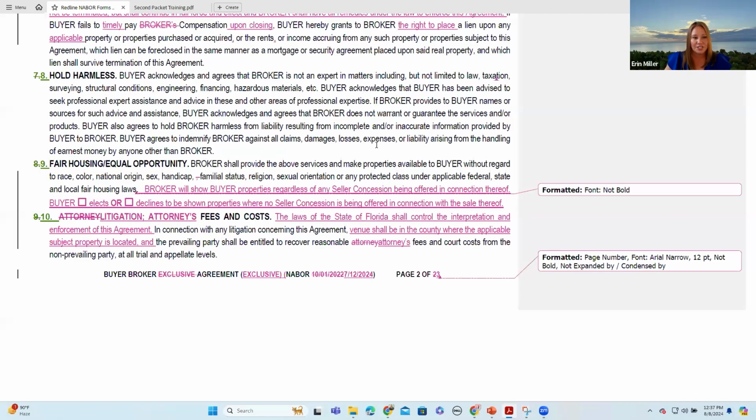Paragraph 10, we've got our litigation and attorney's fees, just some cleanup language confirming that the laws of the state of Florida will control the interpretation and enforcement of this agreement. Venue will be in the county where the property is located. And importantly, the prevailing party shall be entitled to recover attorney's fees and court costs from the non-prevailing party, meaning if the broker wins in a dispute with the buyer, they're entitled to recover reasonable attorney's fees as the prevailing party, and vice versa. If the buyer was the successful party in the event of litigation, they would be entitled to the prevailing party's attorney's fees. All right.